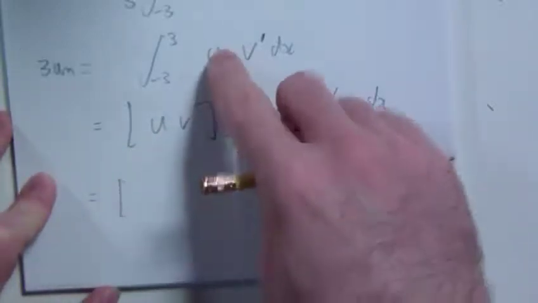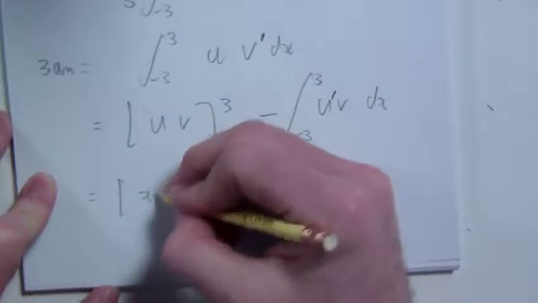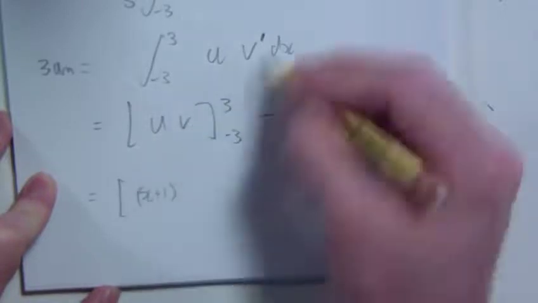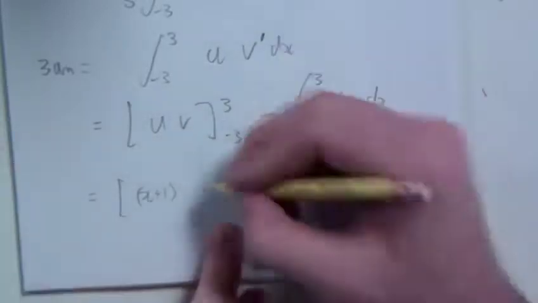So the u is x plus 1. And the v is the integral of that. So the integral of cos is sine.